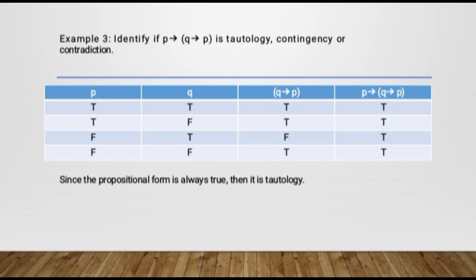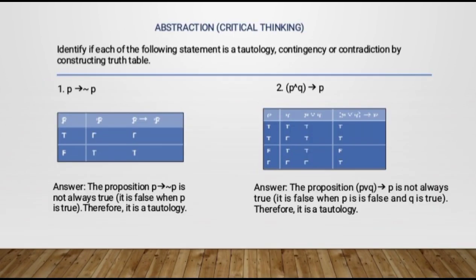Example 3. Identify if P to Q to P is a tautology, contingency, or contradiction. The last column of P is false. The last column of Q is false. The last column of Q to P is true. The last column of P to Q to P is true. Since the propositional form is always true, then it is a tautology.